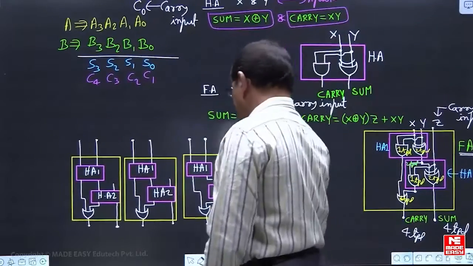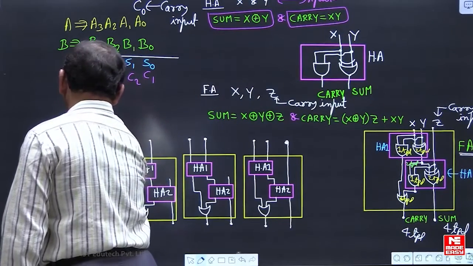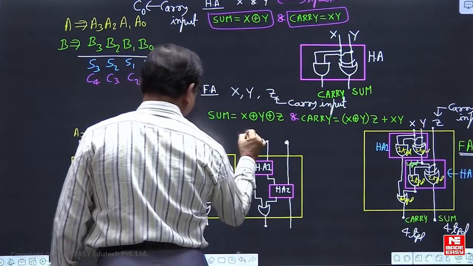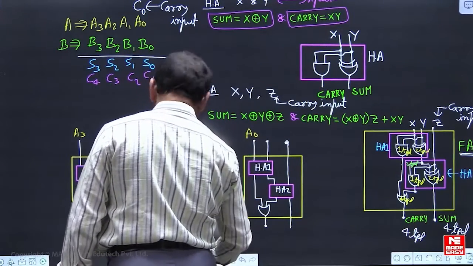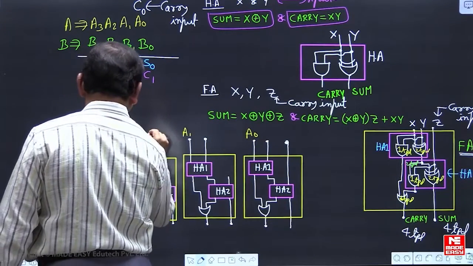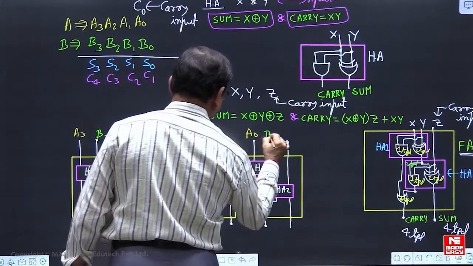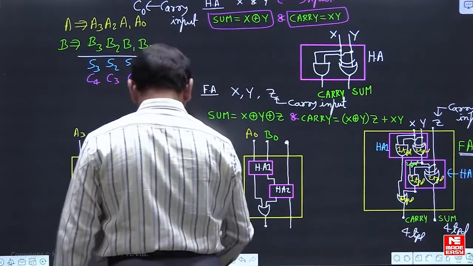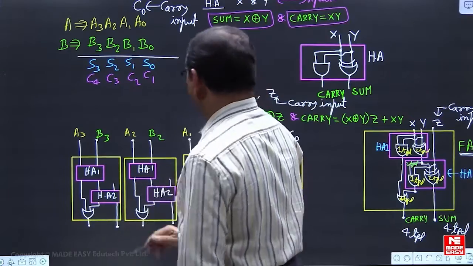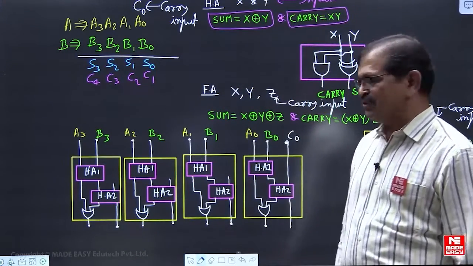So inputs we are having here A3, A2, A1, A0, right? Here this is B3, this is B2, this is B1, this is B0, and input carry C0, right? So whenever we are having, these are the inputs.